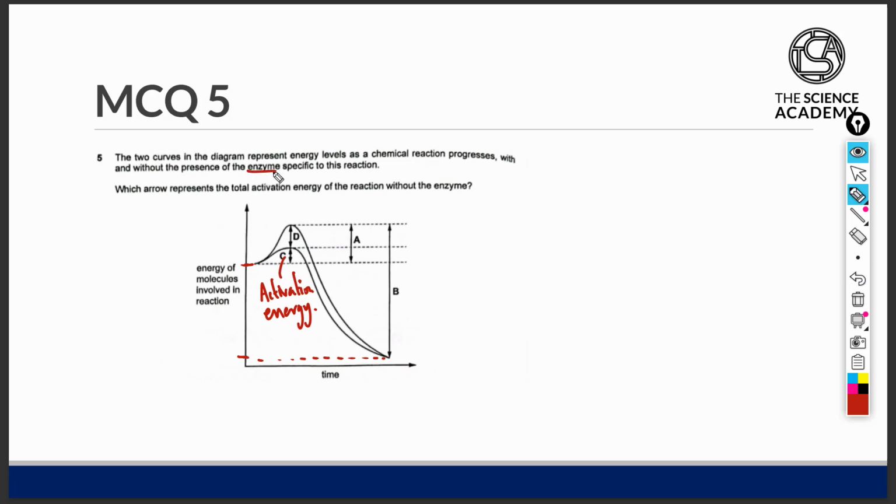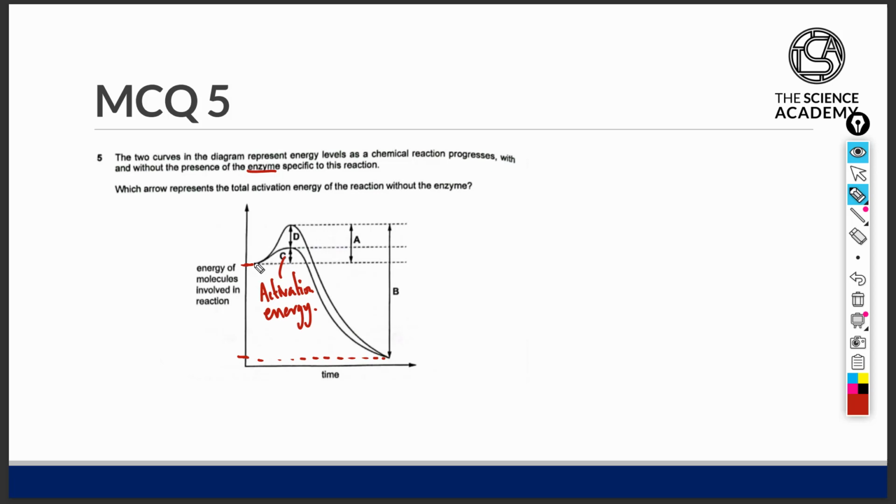An enzyme helps to increase the rate or the speed of the reaction, in this case the speed of the reactants changing into products, by lowering the activation energy, which means lowering the hump or the height of the hump in this energy profile diagram.